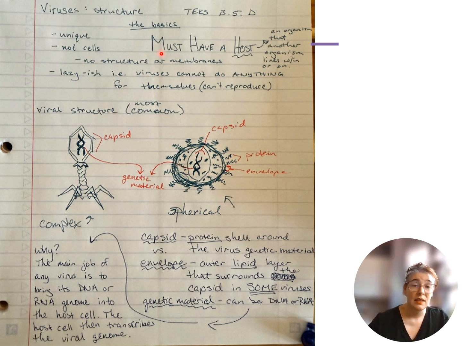Viruses are unique. They must have a host. A host is going to be an organism that another organism lives within or on. And host is a very generic science term. So that's why the definition of a host is not specific to just viruses. You can have hosts within other parts of science, other parts of life science. So a tree can be a host for a bird because a bird lives in a tree. That would work as a host species.